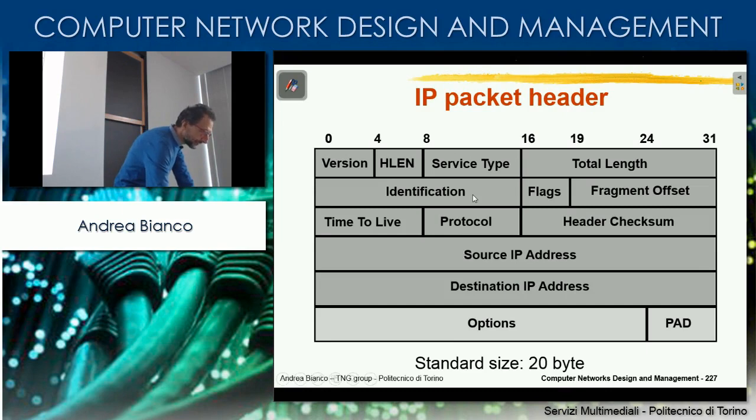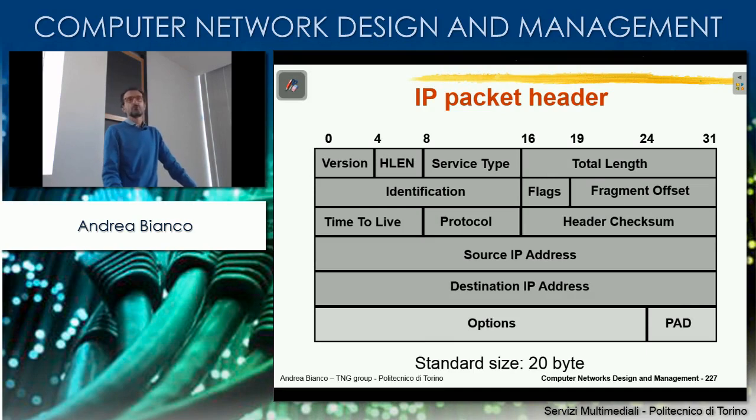Now here we have one line which is used for dealing with fragmentation. I will come back to that in a moment. Then we have the time to live, which is one field which is used to avoid having packets looping in your network forever. This field works in the following way. You get a packet with a given time to live, you decrement it by 1 when you send it out. Every router you cross, you make it minus 1.